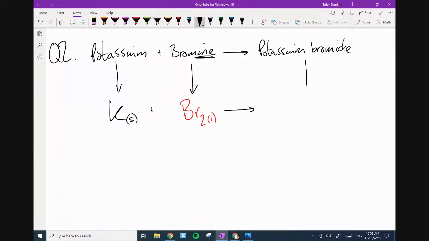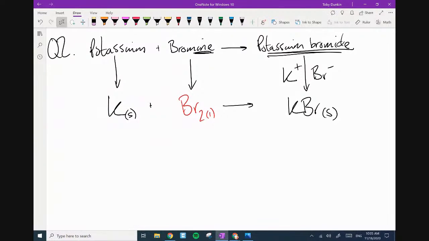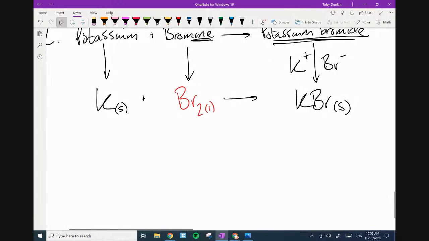And we're going to form, now I need to build the formula of potassium bromide. K+ from group 1, Br- from group 7. The answer is going to be KBr, and it's ionic, so it's going to be a solid. All ionic compounds are solids at room temperature. Right, now we need to balance it.